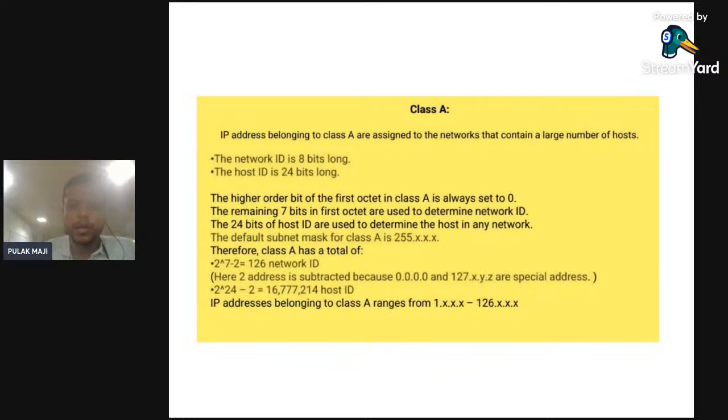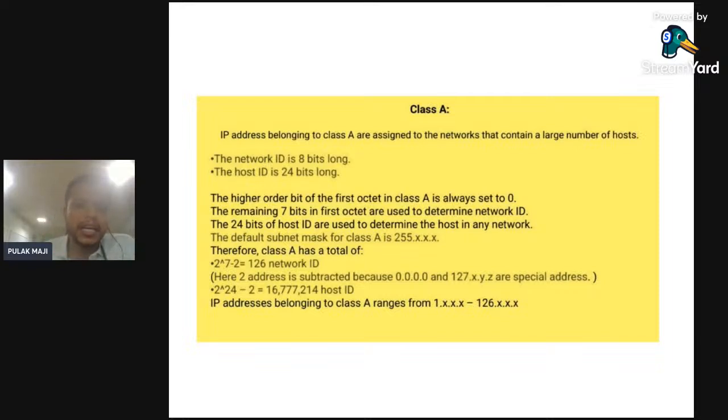This table is important because it shows, for each class, the leading bits. Leading bits means the prefix that you are considering. If we consider the leading bits, then only we can find out the ranges. So in class A, what is the prefix? 0. In class B, the prefix is 10. In class C, the prefix is 110. In class D, 1110. Although we are not using class D and E, you still need to know.